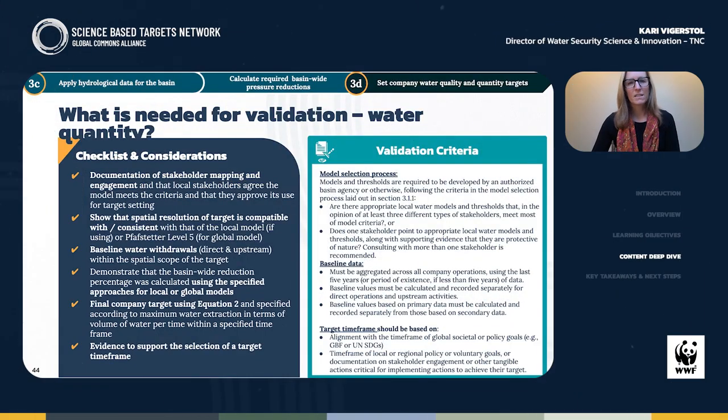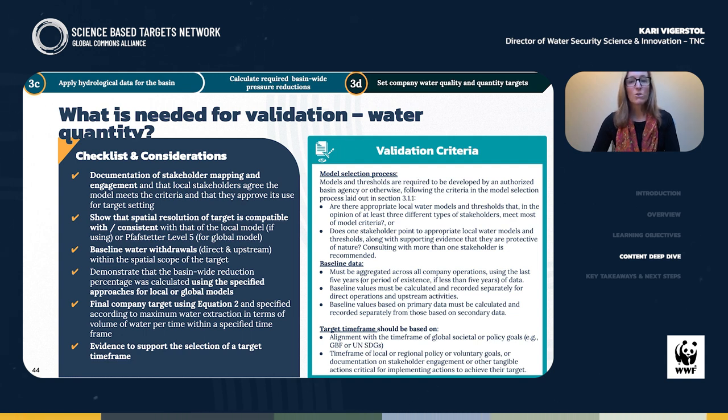The validation checklist and criteria are very similar for freshwater quality targets, with a few exceptions. The spatial scope or resolution of the target should be consistent with the local model, if used, or the Fafstetter Level 6, which aligns with the McDowell Global Dataset. Baseline data requirements are the same for water quality as water quantity, including separating out operations and upstream impacts, and use of the last 5 years of data, if available.